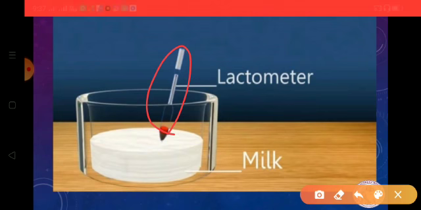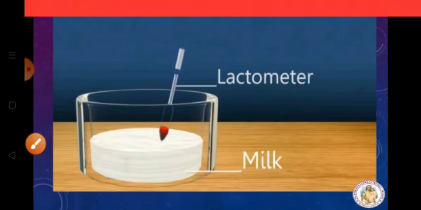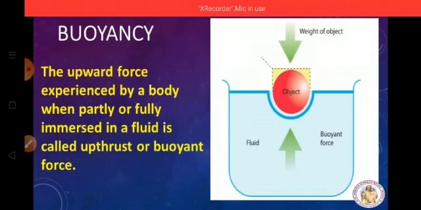The spherical bulb is filled with mercury to cause the lactometer to sink up to the proper level and float in an upright position in the milk. Lower the lactometer floats in the milk. The average reading of normal milk is 32. Lactometers are used at milk processing units and dairies. So the lactometer is an instrument used to check the purity of milk.